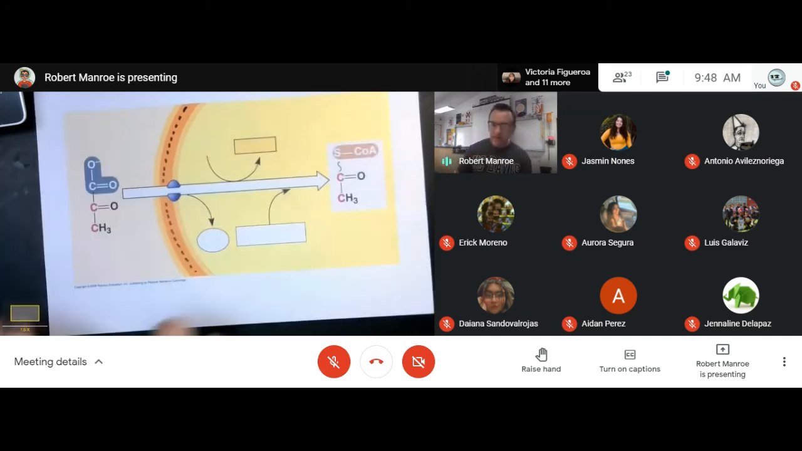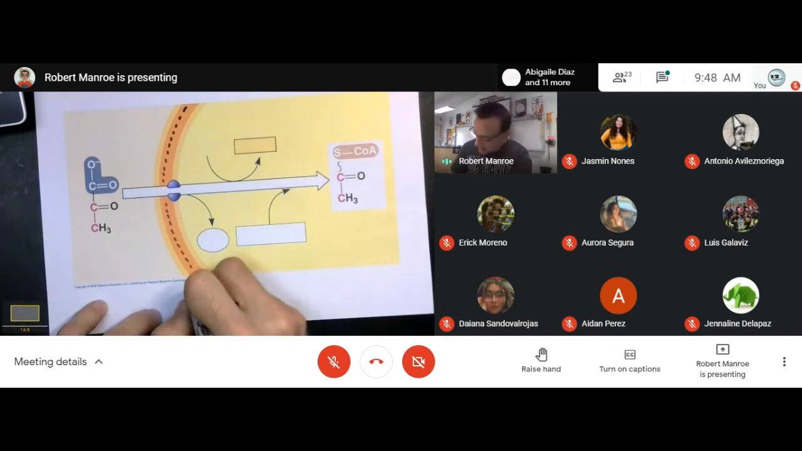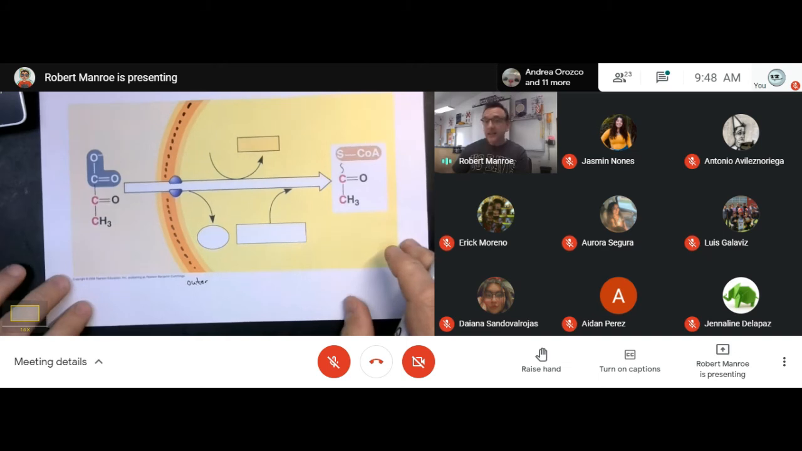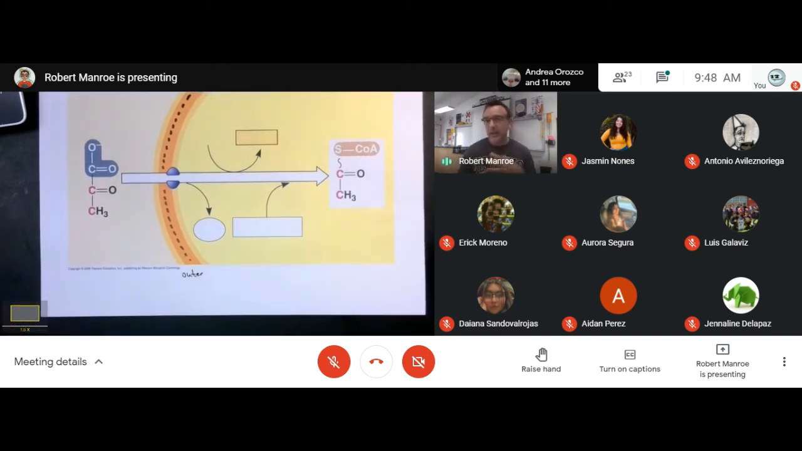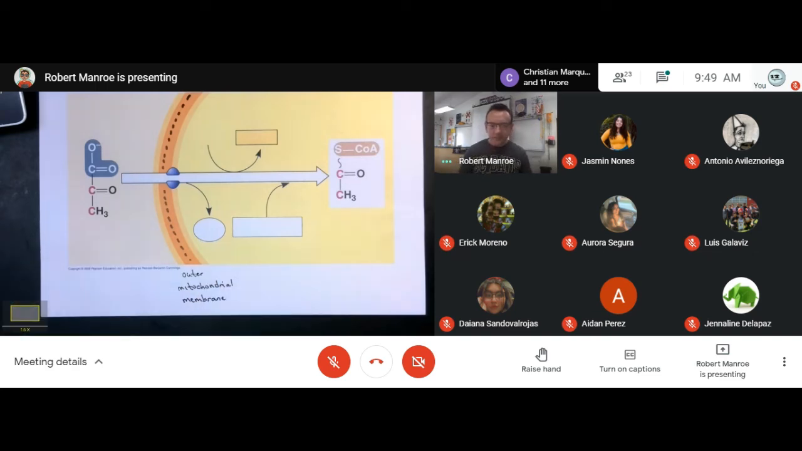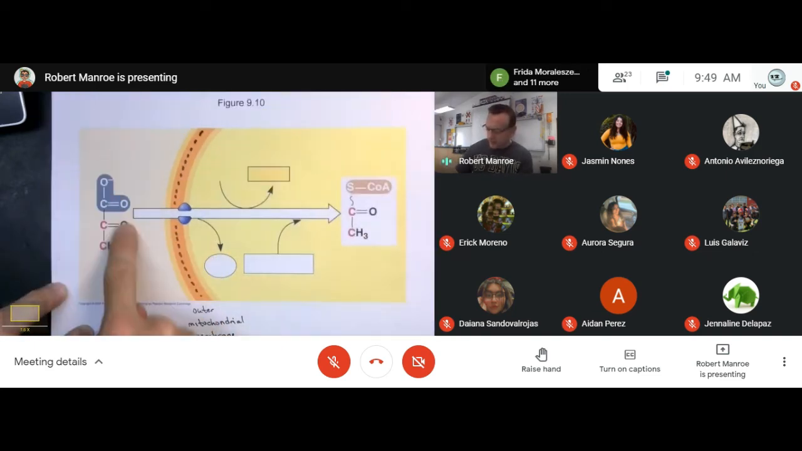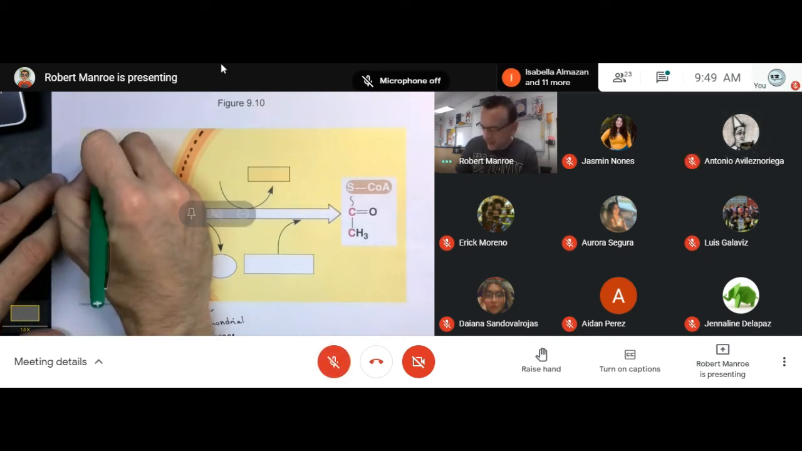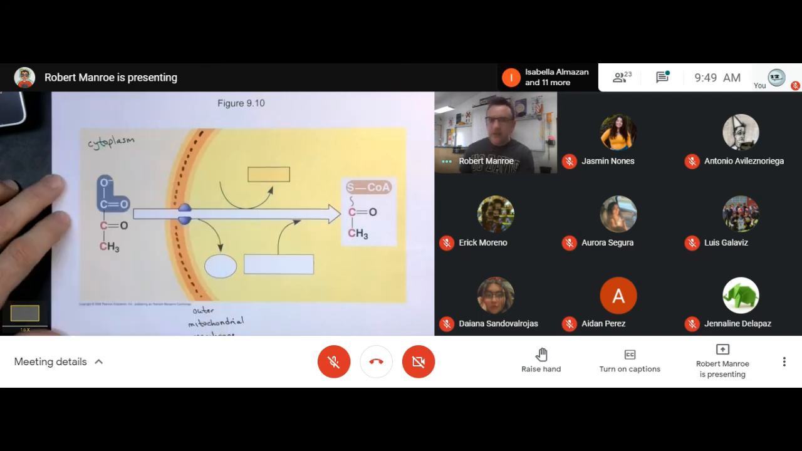That membrane right there is called the outer mitochondrial membrane. It's the outer, because just like the chloroplast, the mitochondrion is double membraned. If that's the outer mitochondrial membrane, then what is this fluid out here? Cytoplasm. Yeah. Cytoplasm.